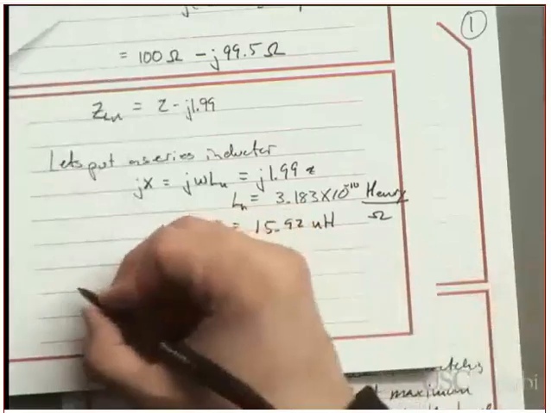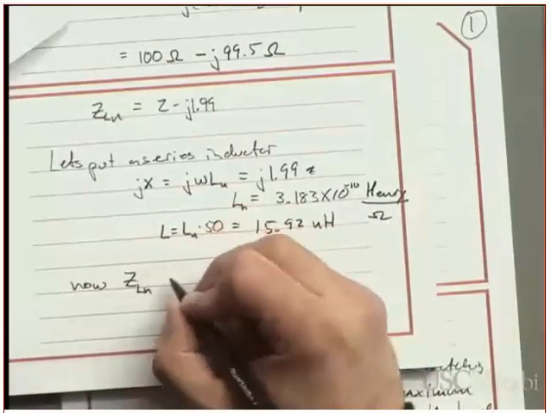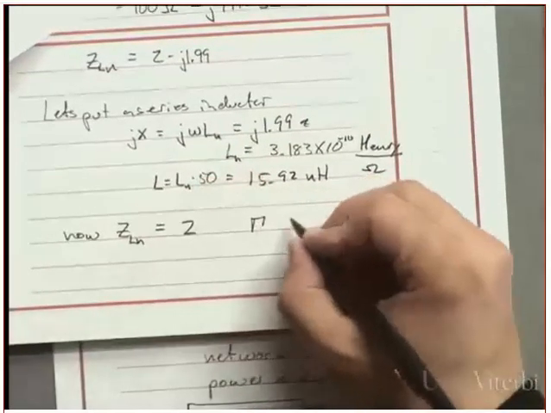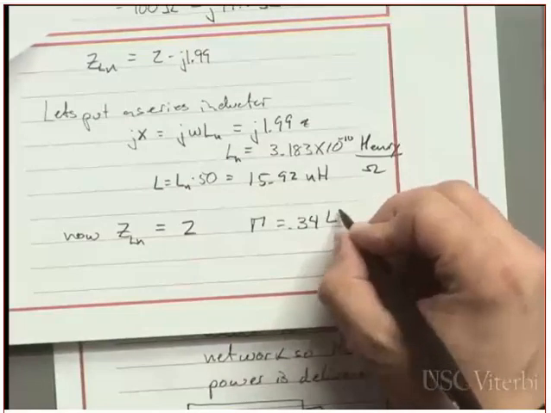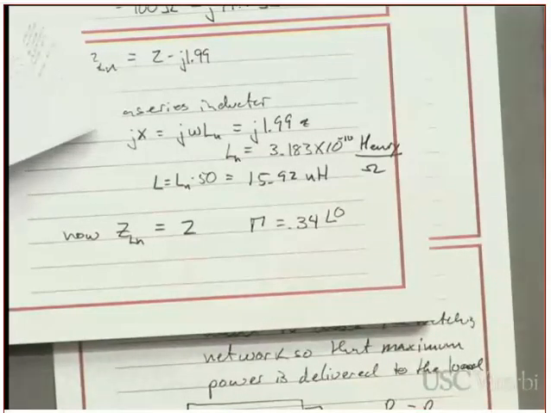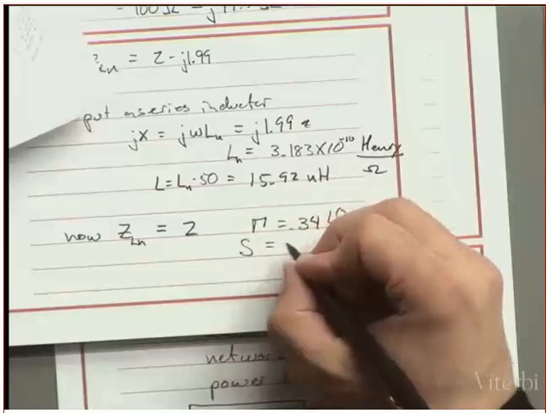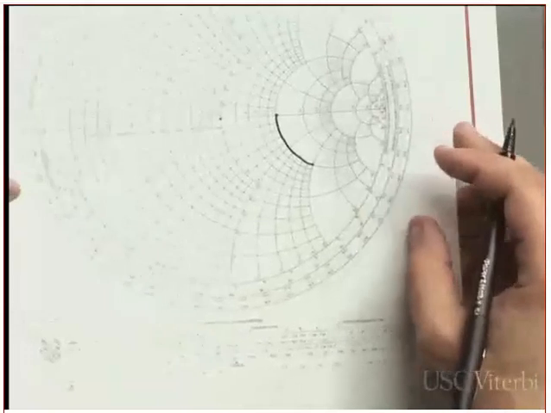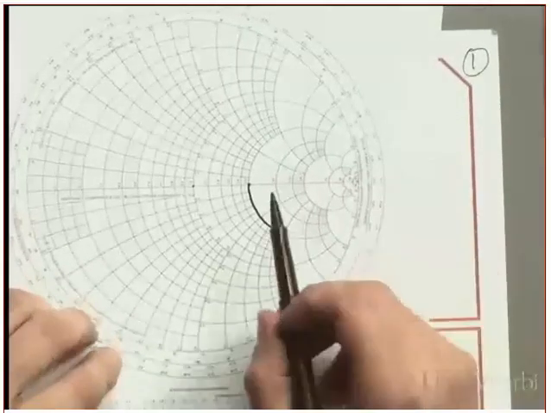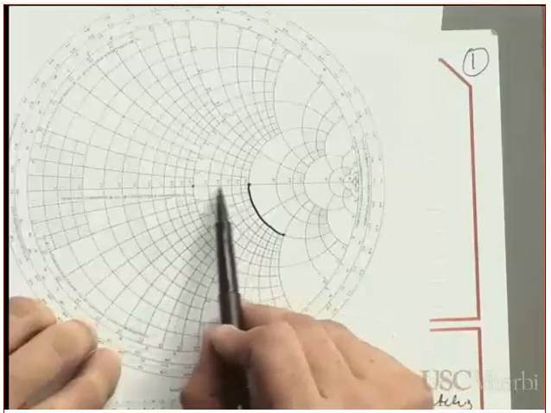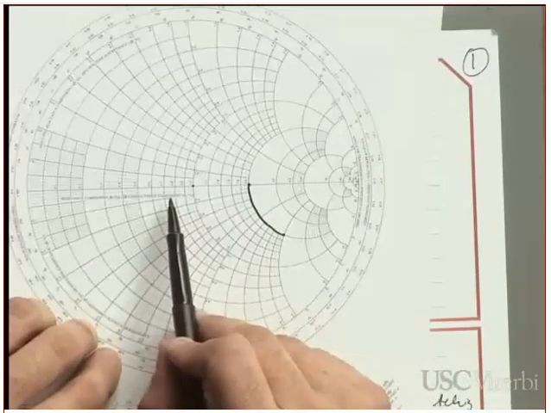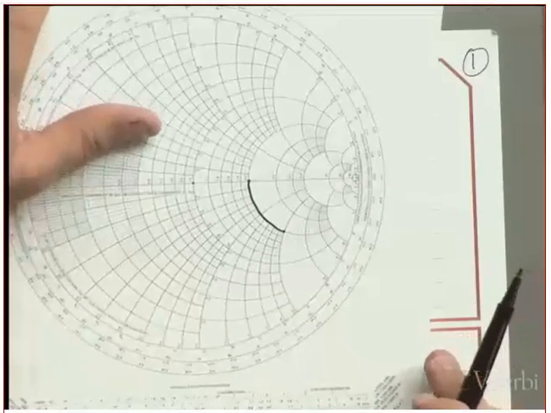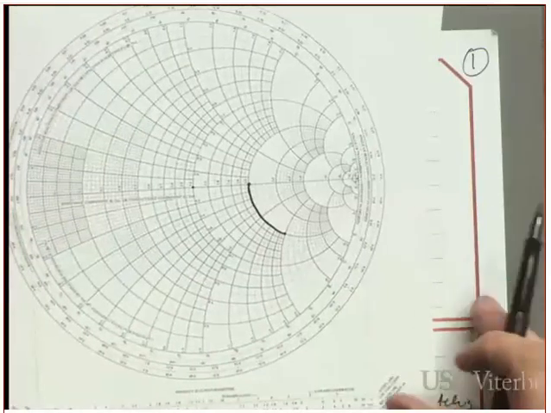Okay. So now my normalized load impedance is 2, just 2. If I were to leave it here, my gamma would be 0.34 with an angle of 0. And not so great. And my standing wave ratio would be about 2.04. Okay. So from this point, I know that moving along this axis this way is going to be a shunt resistor. Okay. So I could add a shunt resistor and get back to the origin, voila. But resistors are bad in matching circuits because they basically waste power.